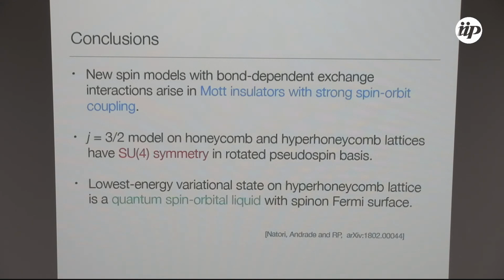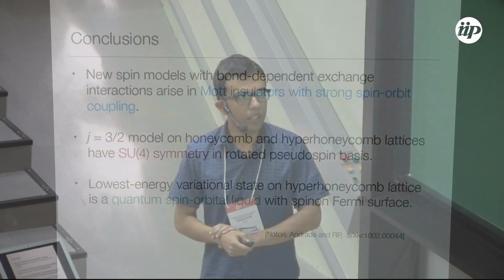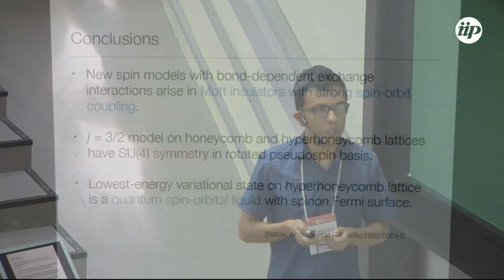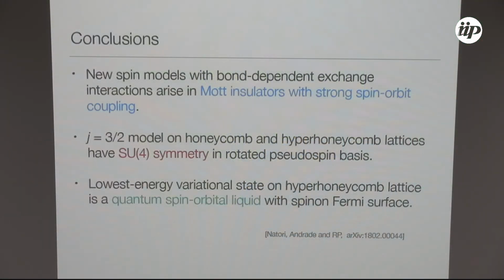So with that, I will conclude. The main message is that there are a lot of interesting new spin models when you consider Mott insulators with strong spin-orbit coupling. In general, these will be bond-dependent exchange interactions. So I talked about the case of J equals 3 halves moments on the honeycomb and hyperhoneycomb lattice, and argued that the model has this emergent SU4 symmetry in the case of zero Hund's coupling, and I should emphasize that it's an SU4 symmetry in the rotated pseudospin basis, so there's a question of how this could be observed.